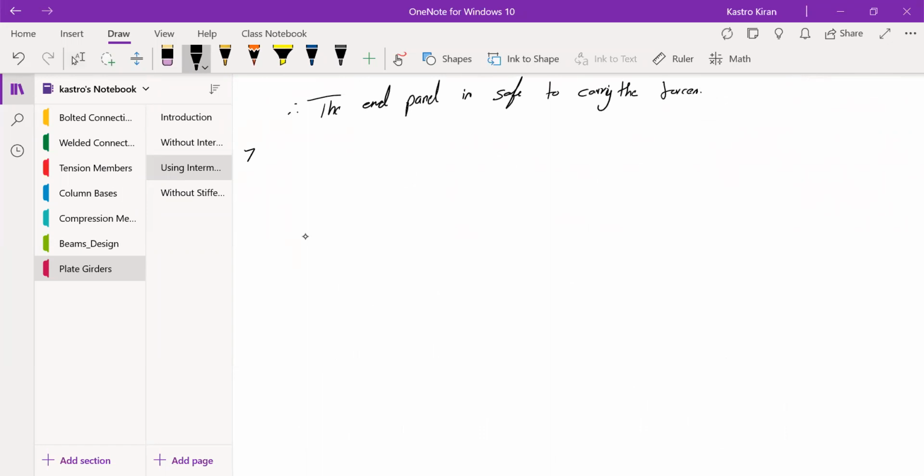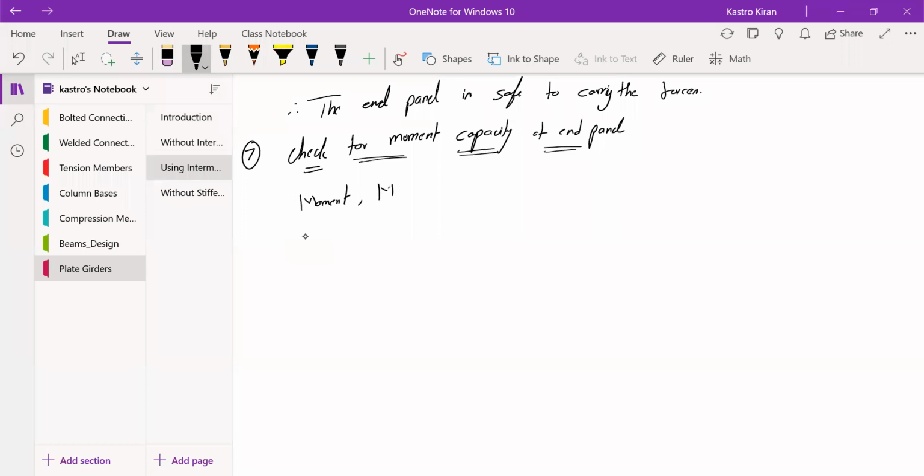Next, in the 7th step, we are going to find the moment capacity of the end panel. Keep the heading as check for moment capacity of end panel. How do you find the moment value? MTF equals HQ into D divided by 10, where HQ is the horizontal shear, 3150, which we have got, and D is the depth of the web, 2000, divided by 10. Solving this, you get the moment value as 630 kilonewton meters.